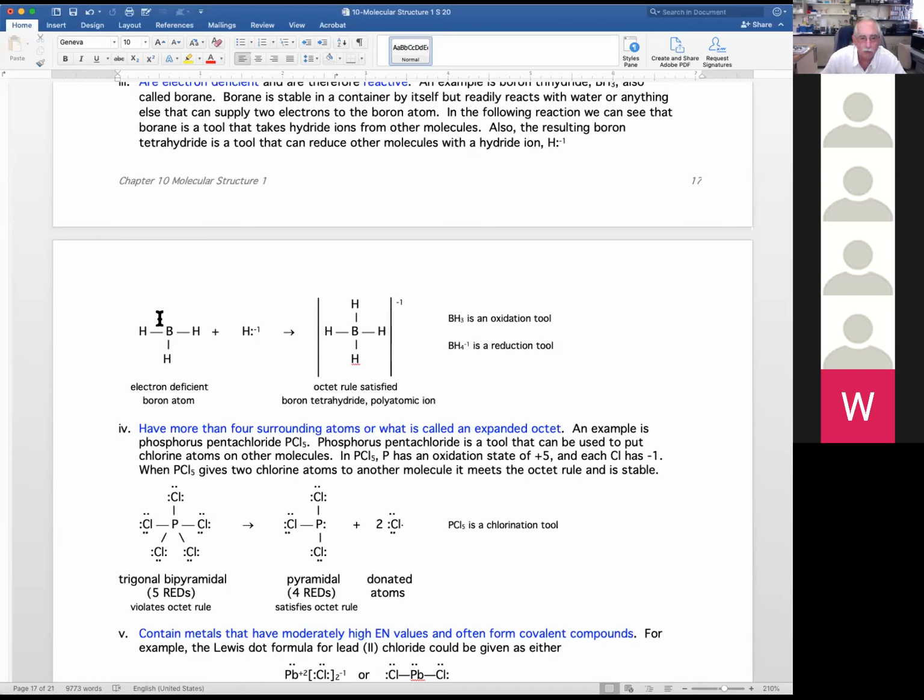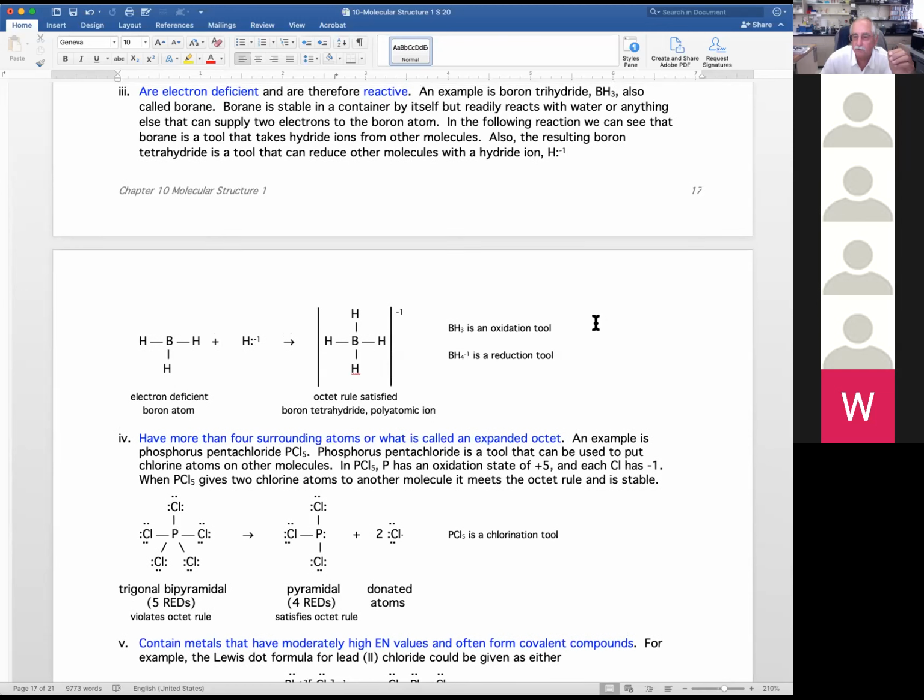But what does that boron want? 2 more electrons to call its own, so it can be like a noble gas. So it can take what's called the hydride ion, and now you form boron tetrahydride. So wait a minute. Is this stable? No. Is this stable? No. So if you put either one of these out into the atmosphere, it's not going to last. But that's the purpose of having these kind of molecules that are not stable. They become tools for us to make other things.